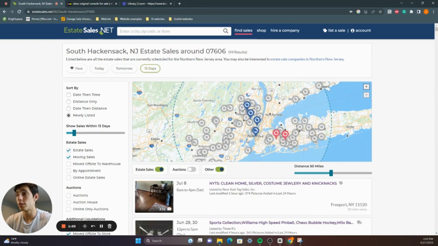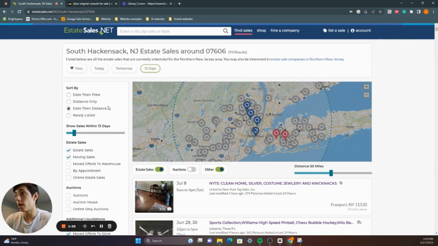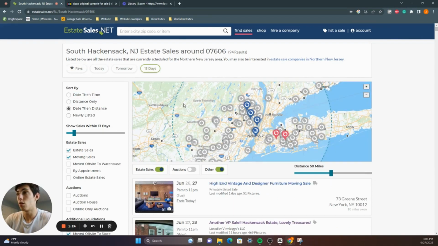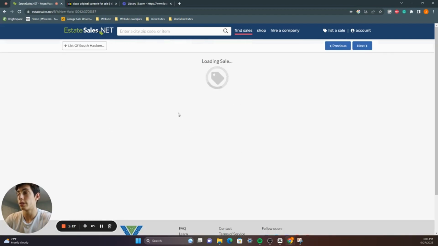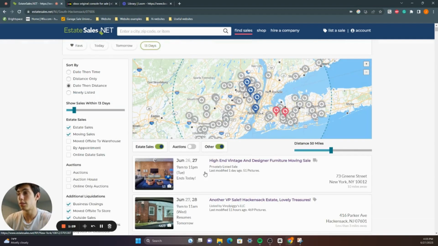So these are all sales within my local area within the next 13 days. The first settings you guys want to look at is the 13 days, what sales are happening tomorrow, what sales are happening today, and then there's another tab for your favorite sales. The best thing you could do is sort by date, then distance. That's the one I do. First off, it's going to list all the sales that are happening tomorrow. So this one's already happening today, and it's also the closest. You can see it's happening Tuesday, which is today, and it's only 10 miles away. So that's your first introduction to the filters you have.